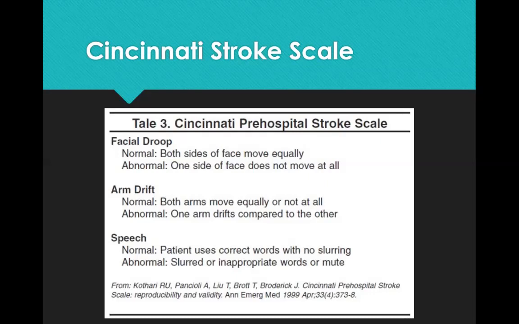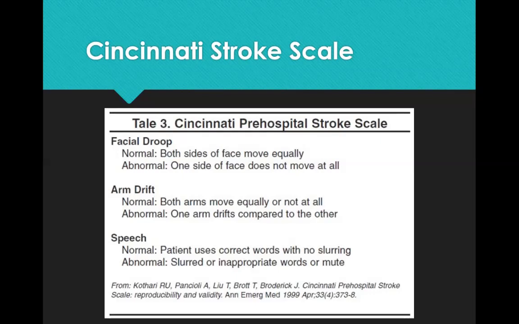Then we can ask them to raise their arms and hold them out in front of themselves. If both arms are moving equally, that would be a normal response. An abnormal response would be that as they start to lift both of their arms, one of the arms doesn't quite come up, and it starts to drift down or away on them, and they're having a harder time controlling it. It's not symmetrical movement on both sides.